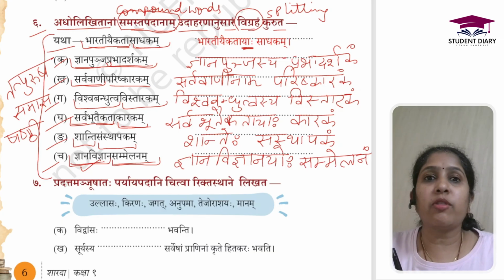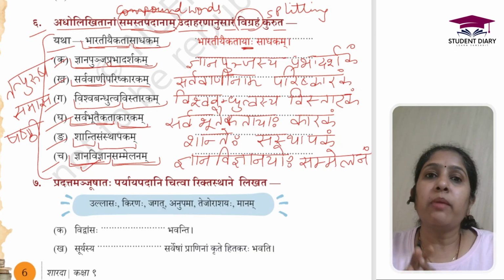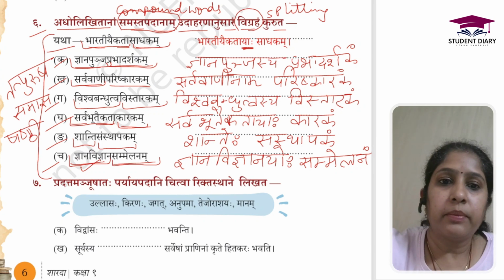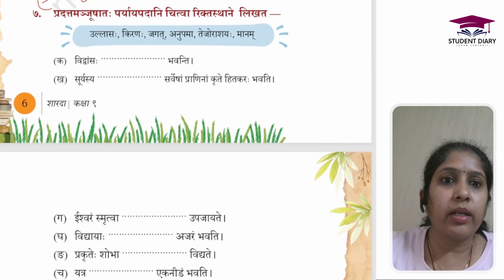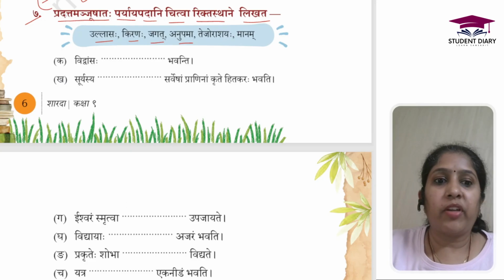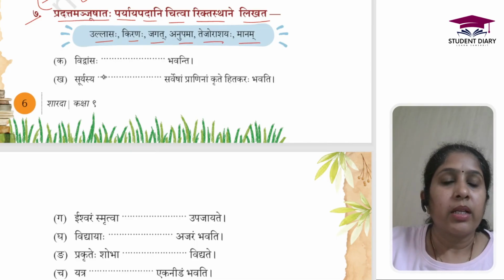So that way in Vibhakti Tatpurush we have Dvitya, Tritya, Chaturthi, for all of them depending upon the meanings of the word. Fine. So soon I will get the video for that. Next one. Pradat Manjushatah Priyay Padani Chitva Riktasthane Likhat. So they have given you some words. Again, you have to do the fill in the blanks based on the meanings, right? So let's try getting the meanings first of the words given in the help box.